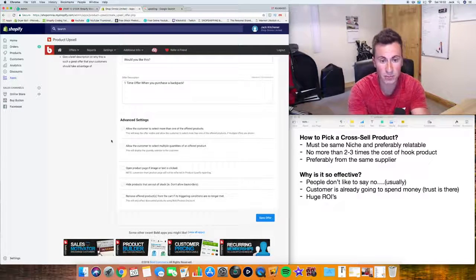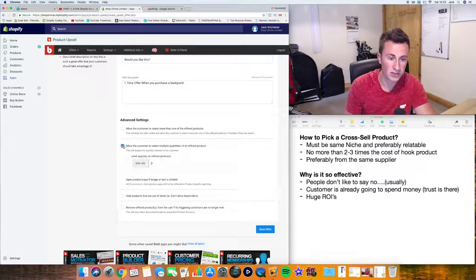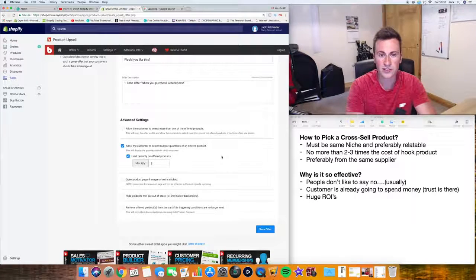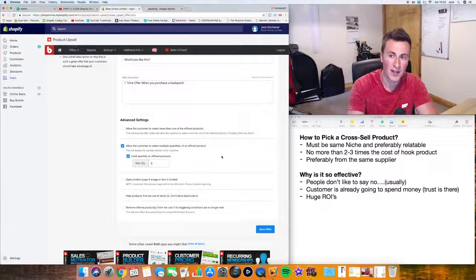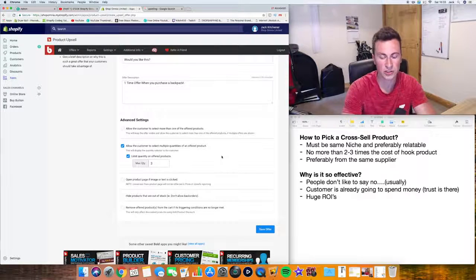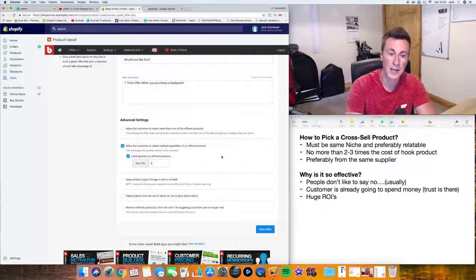Allow the customer to select multiple quantities of an offered product. So do you want the customer to only be allowed to buy one, or can they buy as many as they like? I usually set a limit of this to 3, just because it's like a subliminal way of telling your customer that, hey, here's a good offer, but we're not letting you take advantage of it too much. So it's not all about money. It just creates that impression to our customer that we're not trying to squeeze them for as much money as possible, but they can purchase up to 3 if they want.